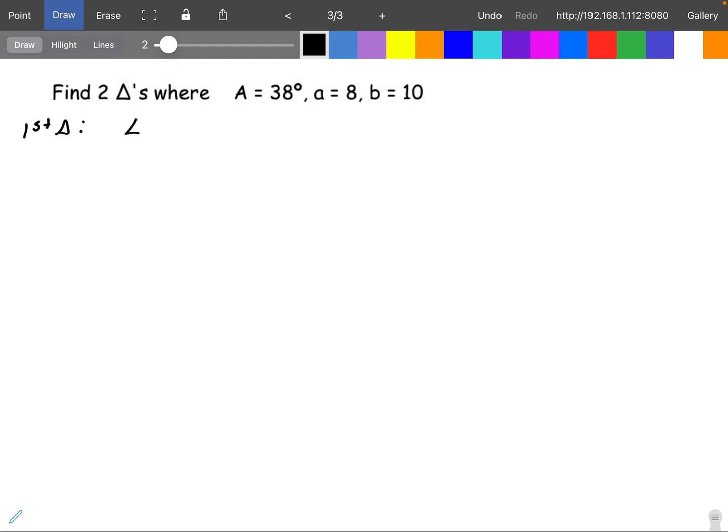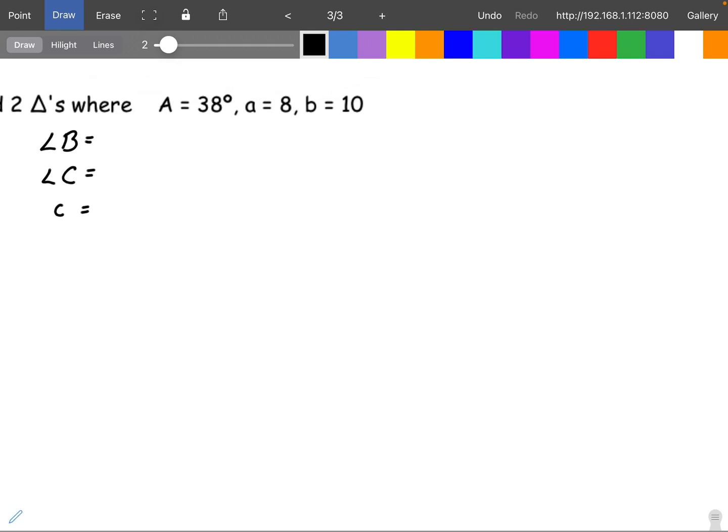We know that what we need to find is angle B and angle C. And for our side lengths, the only one we don't know is little c. That's our to-do list. So we're going to start with, what do we know both of? We know both angle A and little a. So that's our first fraction: sine of angle A, which is 38, over little a, which is 8. Then the only other information I've been given is little b, so our second fraction has to be the b fraction: sine of angle B over little b, which is 10.